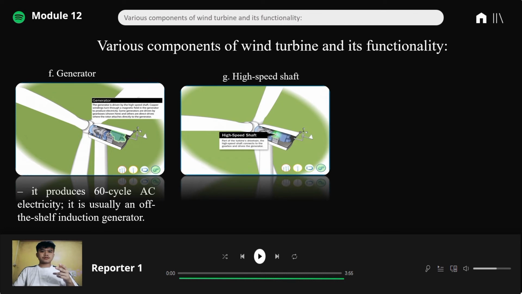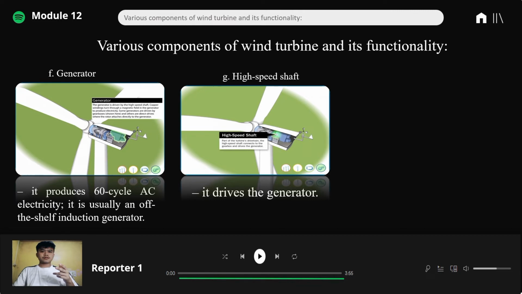Next is the high-speed shaft. The high-speed shaft is just part of the gearbox, but it drives the generator. Part of the turbine drive train, the high-speed shaft connects to the gearbox and drives the generator. Like I said earlier, the high-speed shaft is just part of the gearbox, but it plays an important role in the windmill. The high-speed shaft drives the generator, which produces AC electrical current, or alternating current.